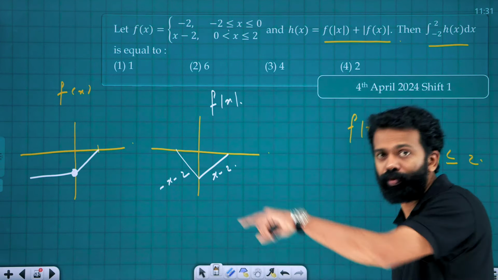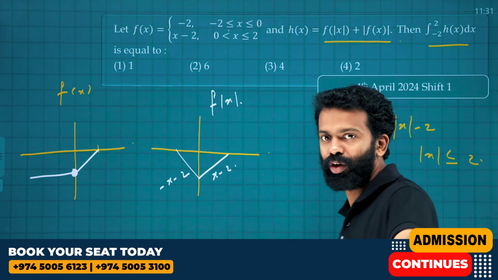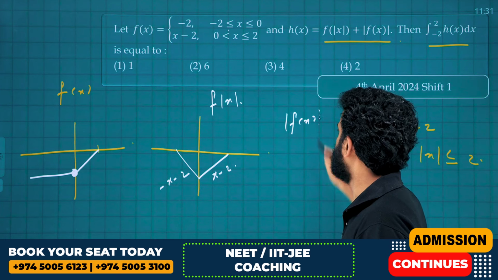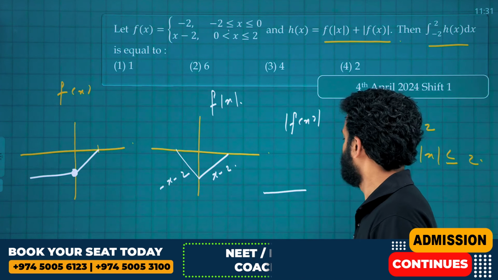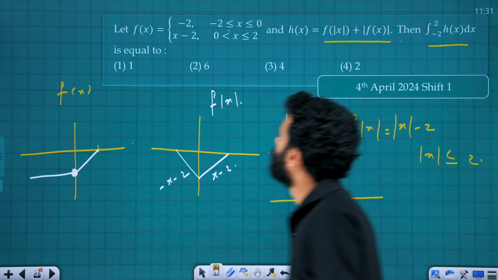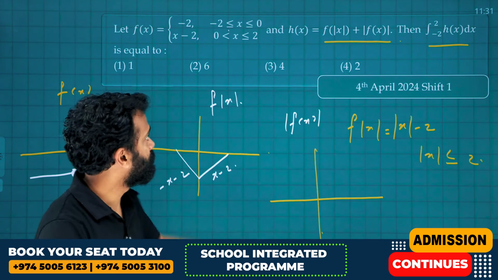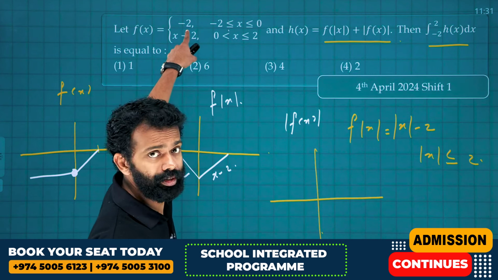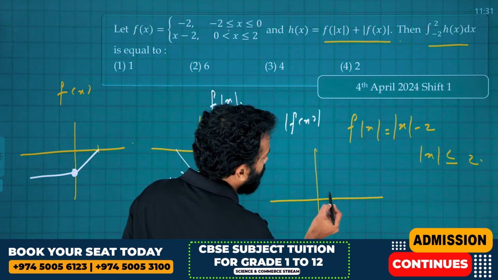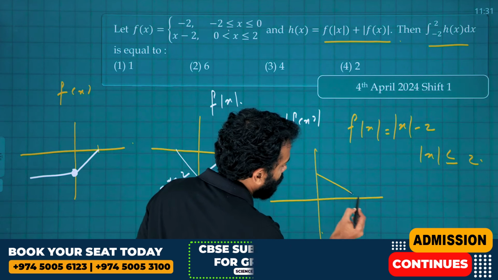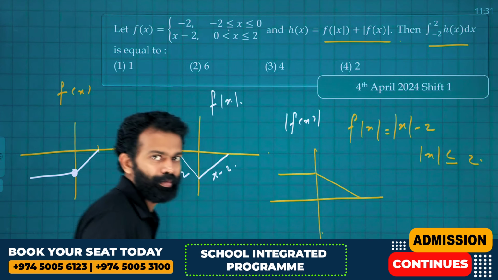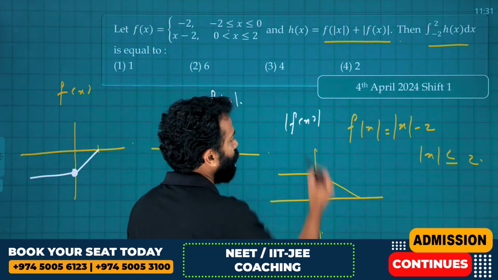And what about mod of f of x? How will you formulate mod of f of x? Easy actually. Mod of f of x means this will be positive, right? And this will be 2 minus x. Therefore, the graph will be like this. 2 minus x means the graph will be like this, and it will be 2 only. That is what mod of f of x is.